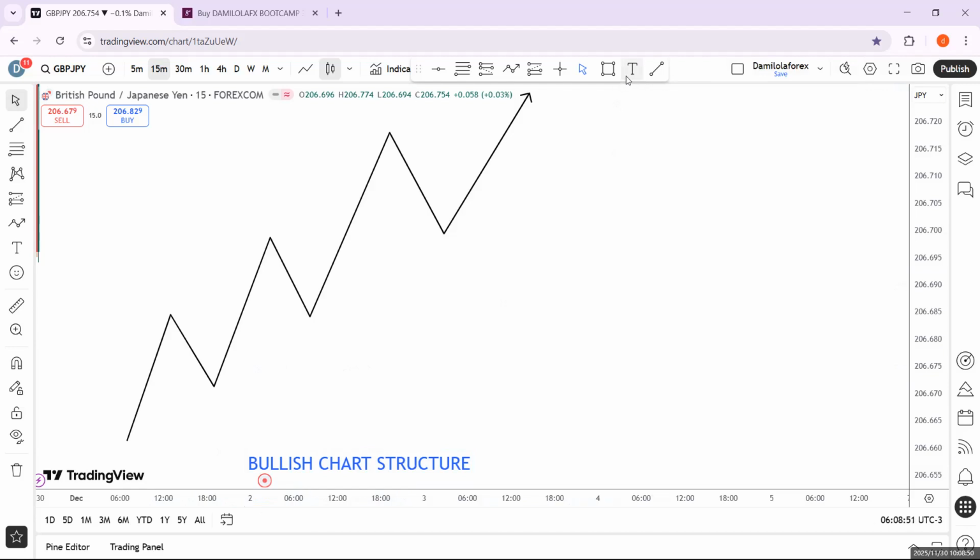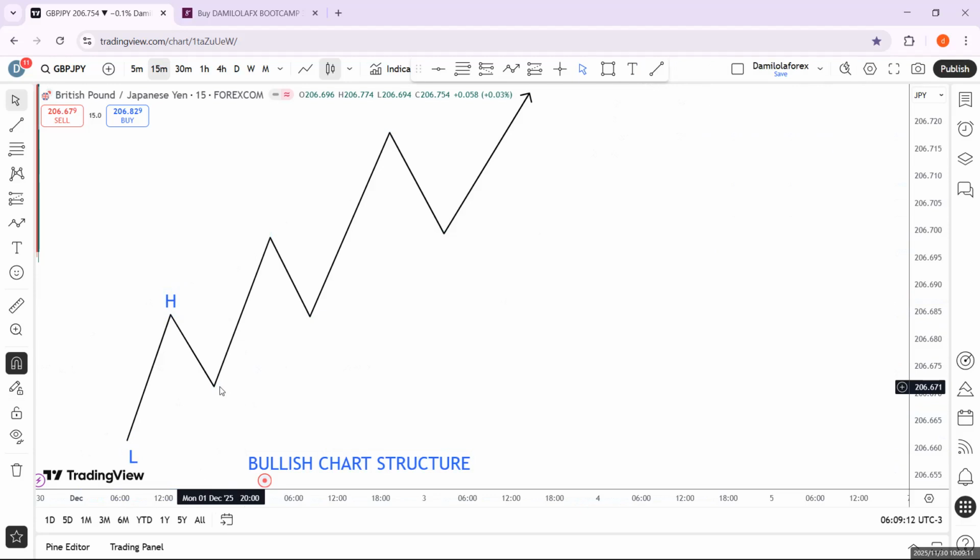So how do we see these higher highs? How do we see this higher low? First of all, taking it from the beginning right here, this point right here is a low point. Then this point right here is a high point. That is low, this is high. Then what is the next one right here?